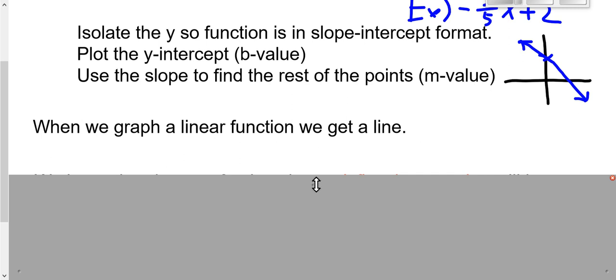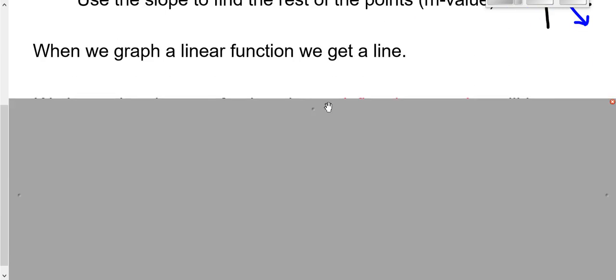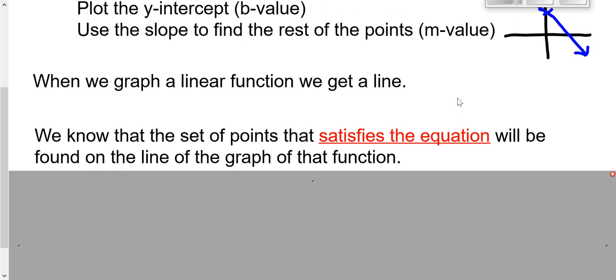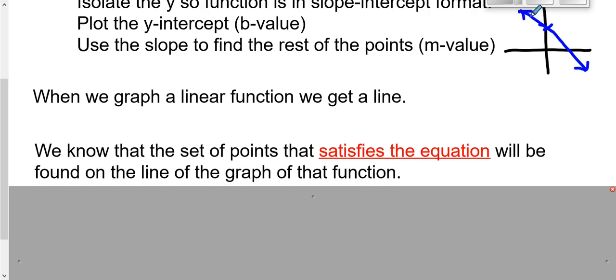This is how you graph a linear function, a line. That's why we call it linear. So in math, when we say a point satisfies the equation, that means you would actually find that point on the graph. In this case, a point that satisfies the equation would be a point either here, here, here, here, or here, anything along the line.